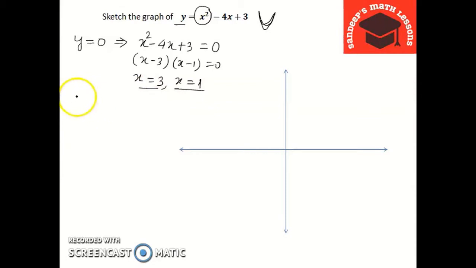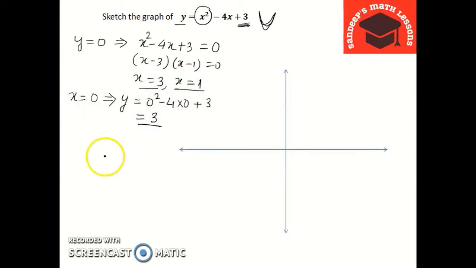Next, I need to find the y-intercept, that means where the graph crosses the y-axis. Wherever the graph crosses the y-axis, the x-coordinate will be 0. So in the equation, I substitute x as 0. When x is 0, y will be 0 square minus 4 times 0 plus 3, which is obviously the constant. So remember, you don't even need to calculate; the constant value c will be the y-intercept. So I have found the two x-intercepts and also the y-intercept.